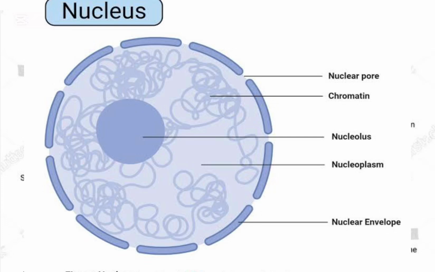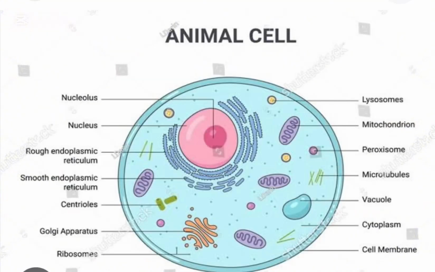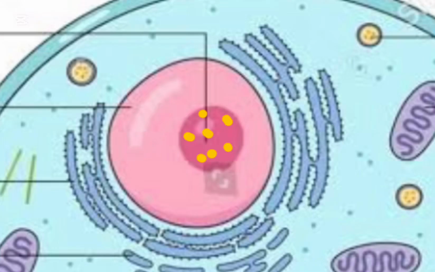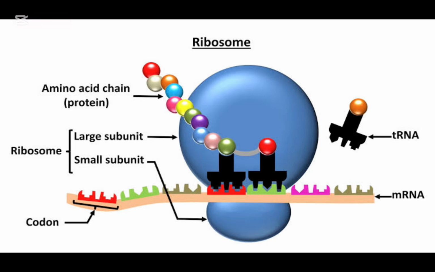So lastly, inside the nucleus, we have the nucleolus. The nucleolus is responsible for the production of ribosomes. So these ribosomes, they move out of the nucleus through the nuclear pore and then they attach themselves to the endoplasmic reticulum. Let's look at the ribosome.